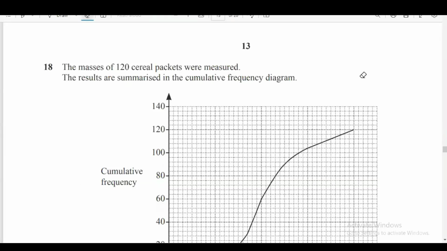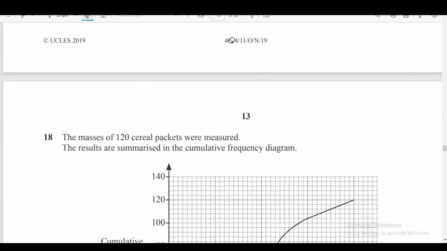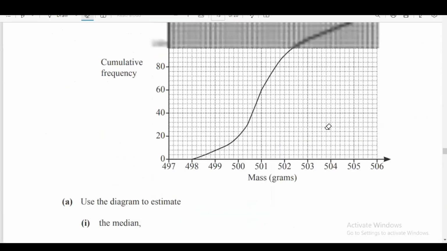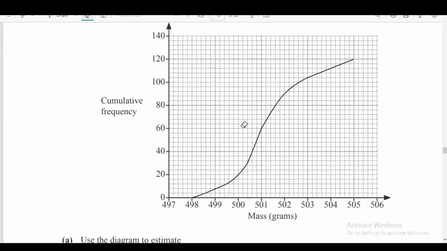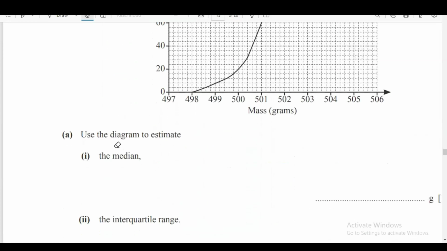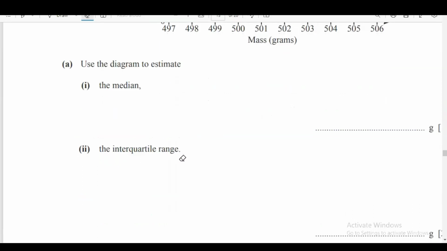In this video, I'm going to explain how to solve question number 18 of 4024, paper 1, variant 1, October/November 2019. In this question, we have to draw a cumulative frequency curve, and with the help of this cumulative curve, we have to estimate the median and the interquartile range.